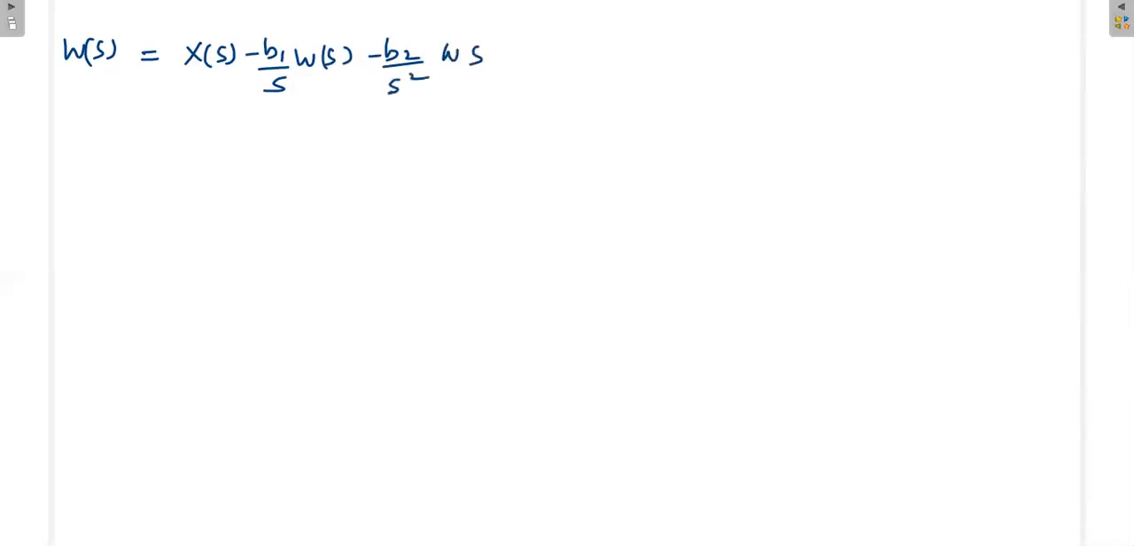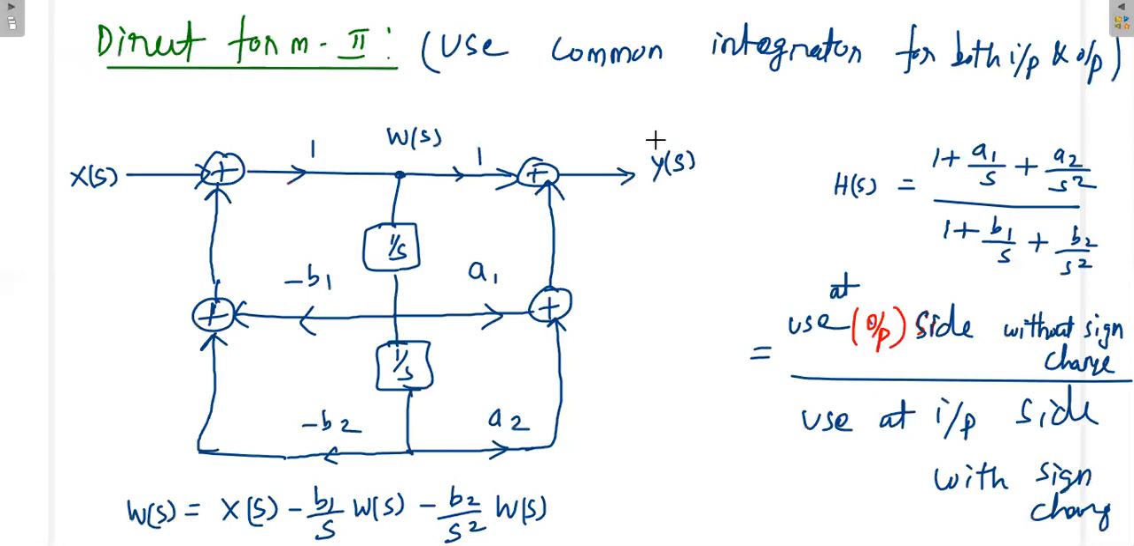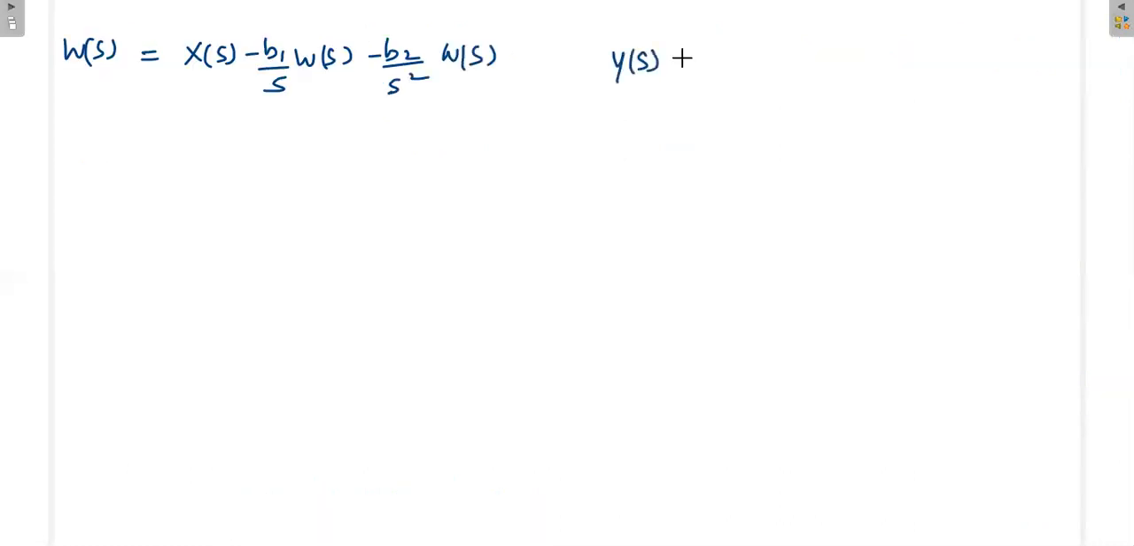In a similar manner, if you write the equation for Y of s, what you will be getting: W of s is coming directly, and then W of s is going this way 1 by s, then multiplying with a1, then it is getting added, and the same W of s is going this way 1 by s, 1 by s, 1 by s square into a2, then again getting added. So Y of s I can write as Y of s is equal to W of s plus a1 by s W of s plus a2 by s square W of s. Now what is the aim?